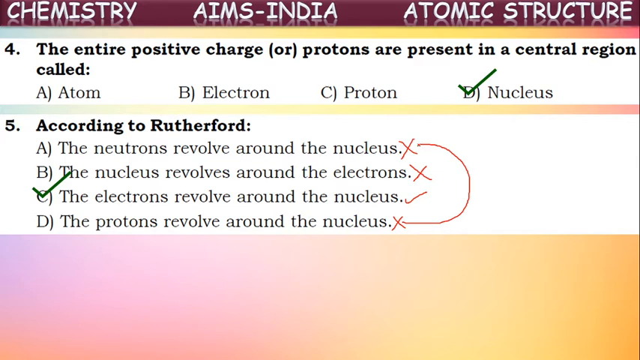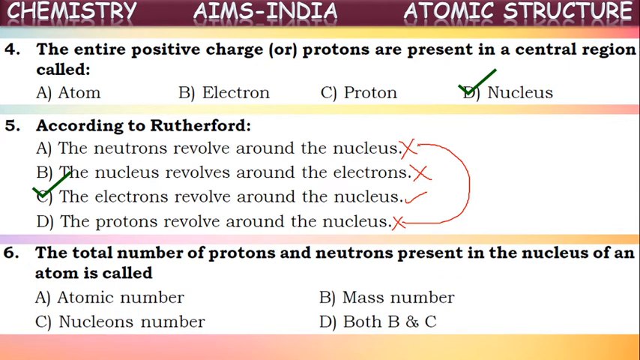The total positive charge and total mass of the atom is concentrated in the nucleus of the atom. Around this nucleus, electrons are revolving in the circular paths. So this is a correct statement about Rutherford's concept.